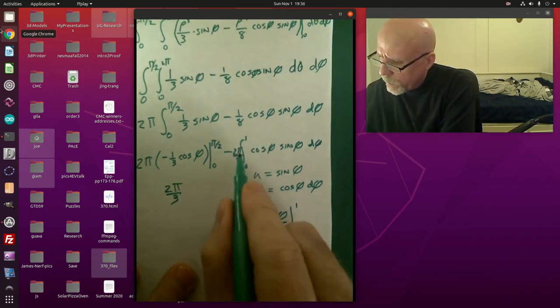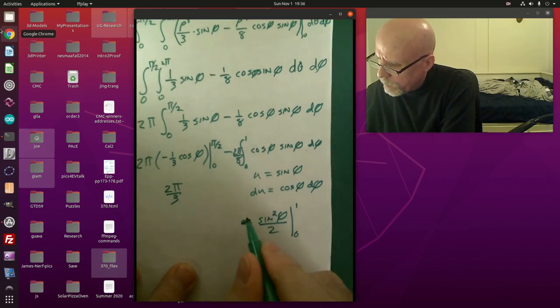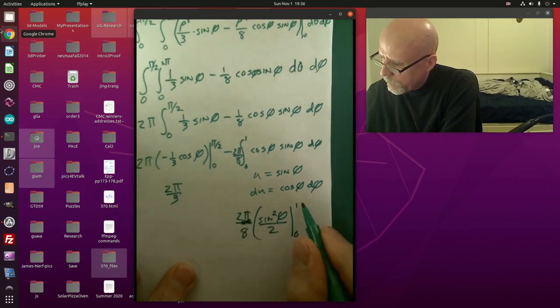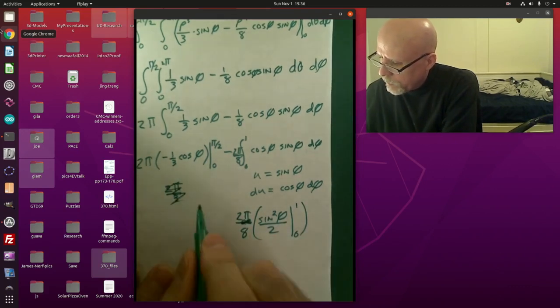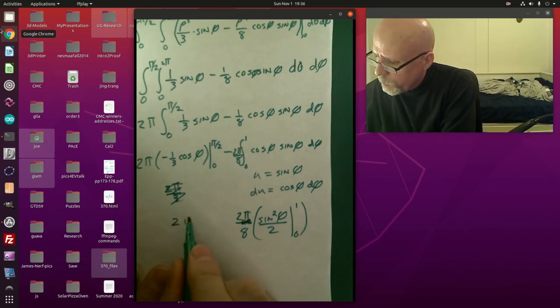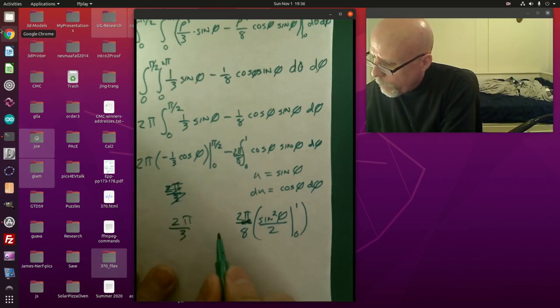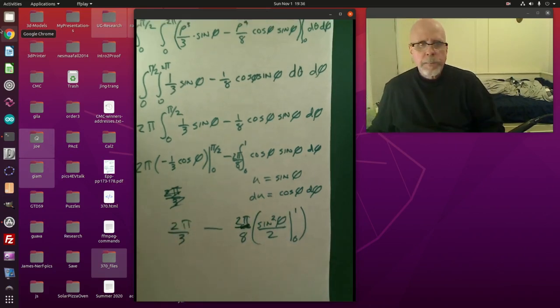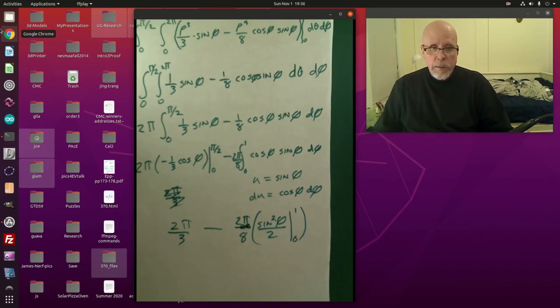And there was this factor of negative 2 pi over 8, yeah, we're subtracting 2 pi over 8 times that. Let's just pull that down to where it belongs: 2 pi over 3 minus this thing. Cool. Well, that's going to require a calculator to evaluate, because sine squared of 1, sine of 1, is not a nice number. Let me go grab a calculator.